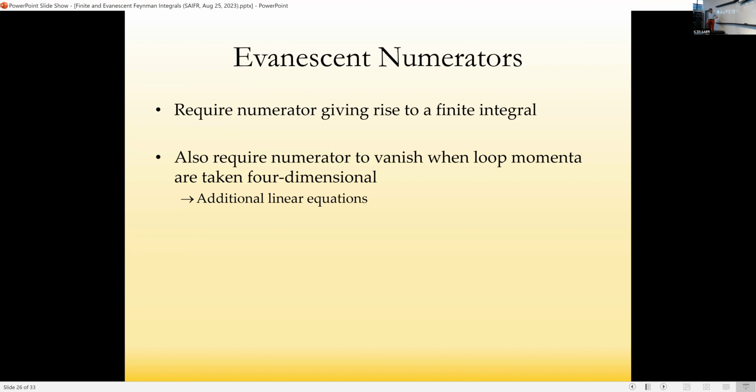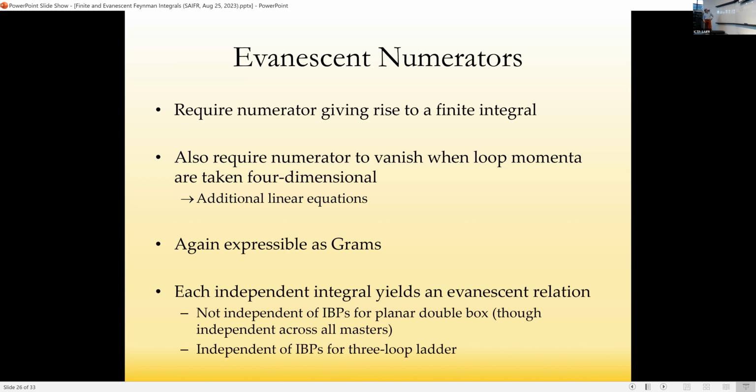And in practice, you do that by putting in a representation of loop momentum, let's say in terms of four arbitrary four-dimensional momenta, where the coefficients are free. And then you require that these coefficients in the numerator, if they're multiplying something non-vanishing, vanish. That gives you additional linear equations. So you're going to get a smaller set of solutions. And it turns out they're, again, naturally expressible as Gram determinants.